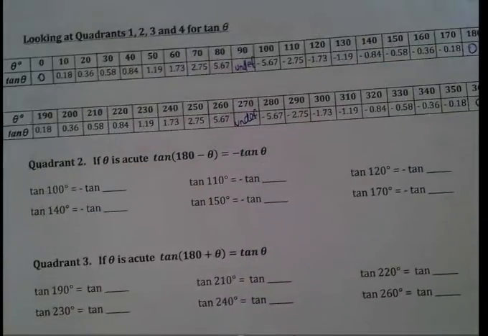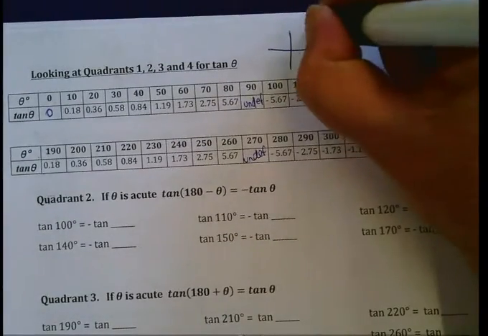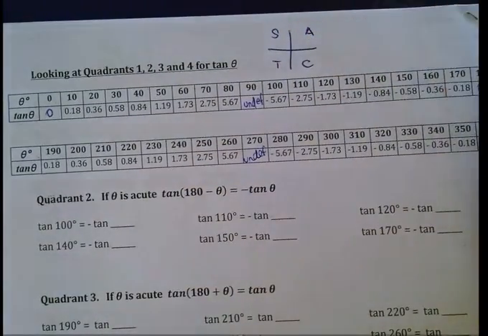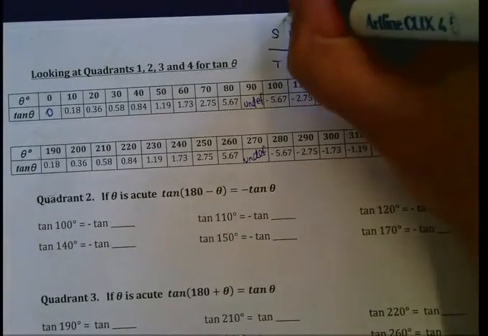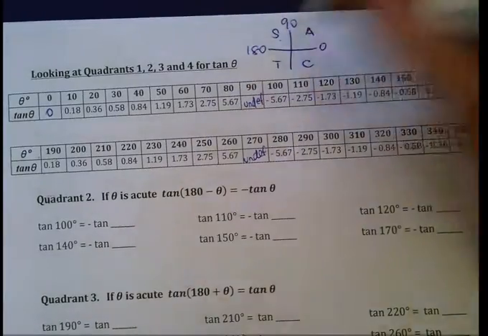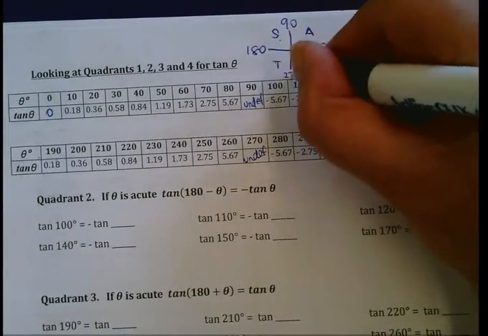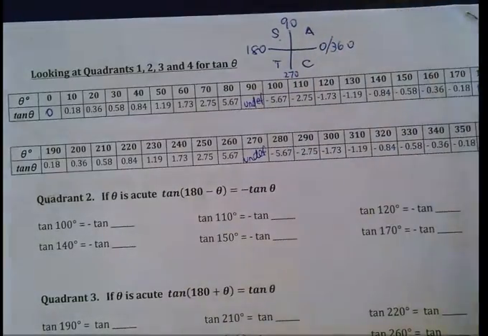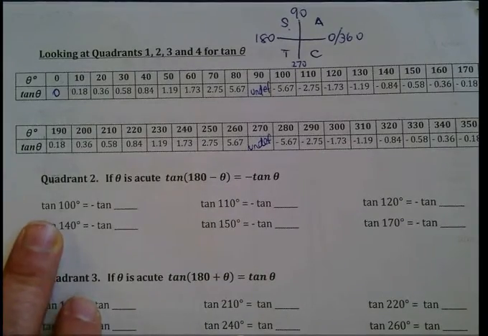Now, all stations to central: we know that for all the ratios, sine, cos, and tan, anything between 0 and 90 degrees, they are all positive. Only sine is positive in quadrant 2, only tan is positive in quadrant 3, and only cos is positive in quadrant 4. So if we're looking at tan 100, then it is going to be negative.